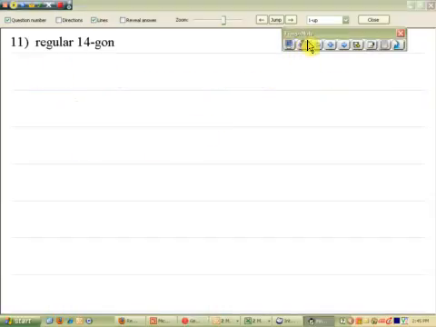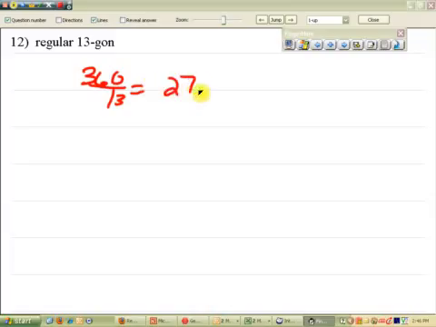So I'm going to do number 12, but it's the same problem. This time it's 13 sides, so you take 360 and divide by 13. And I believe that's a decimal also. Yes, it's 27.7. So each exterior angle is 27.7 degrees in a 13-sided polygon.